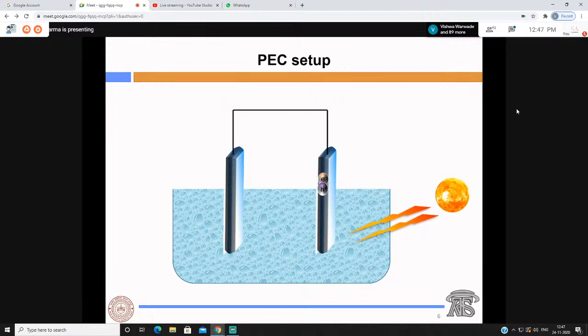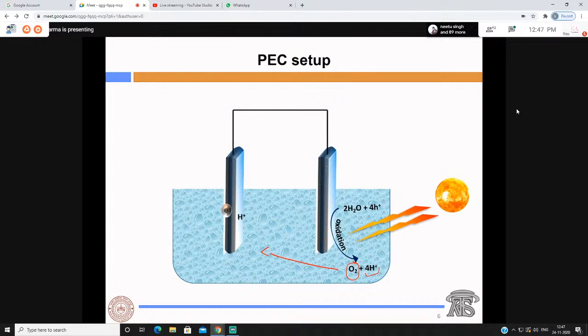Okay, with the generation, they separate from each other, and after the separation, the hole reaches the surface where the interface of liquid and solid is present and participates in the oxidation of the water molecule, and that results in the formation of oxygen as well as four protons. Okay, so these four protons move to the other electrode.